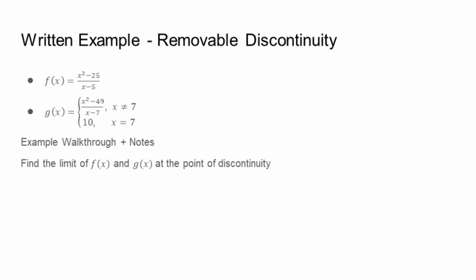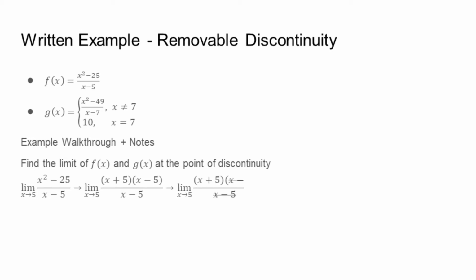So now we're going to find the limit of the two functions at the point of discontinuity. So we take the limit as x approaches 5 of f of x, which is x squared minus 25 over x minus 5. We factor the numerator to get x plus 5 times x minus 5 over x minus 5. We can cancel the x minus 5's, leaving us with the limit as x approaches 5 of x plus 5. So the limit of f of x as x approaches 5 is 10.